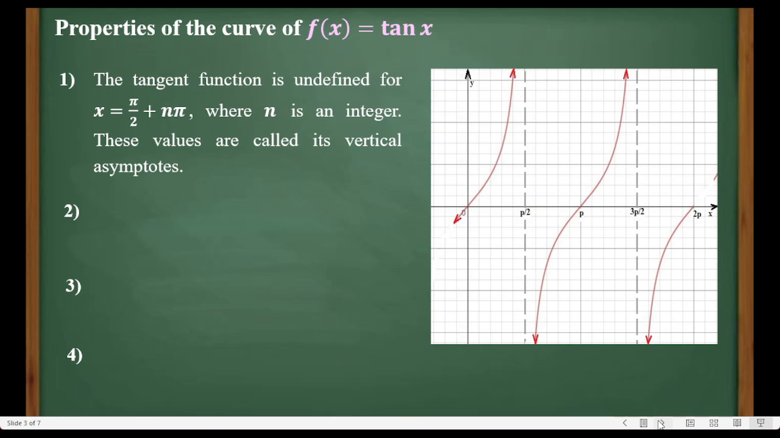Now, the tangent function is undefined for the formula or equation x is equal to pi over 2 plus n pi. Okay, so it means at a certain coordinate of x. Now this coordinate can be determined by this formula: x is equal to pi over 2 plus n pi, where n represents an integer.